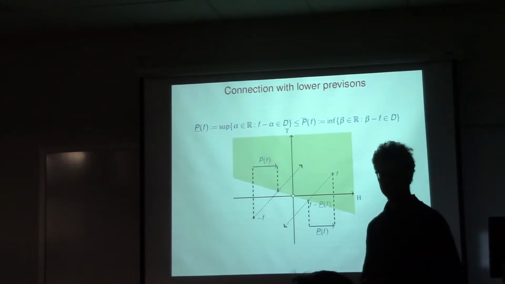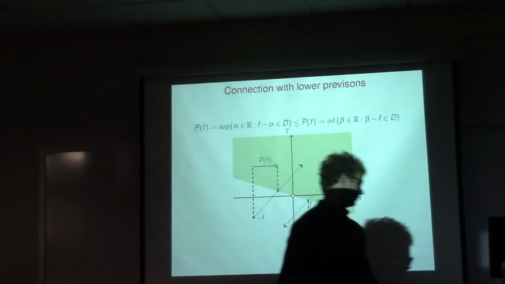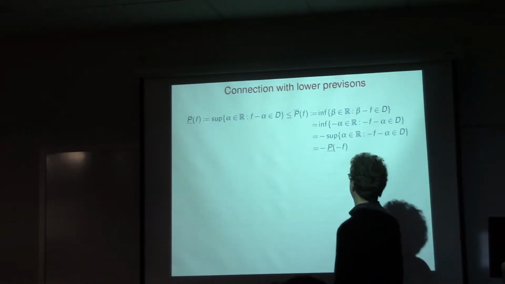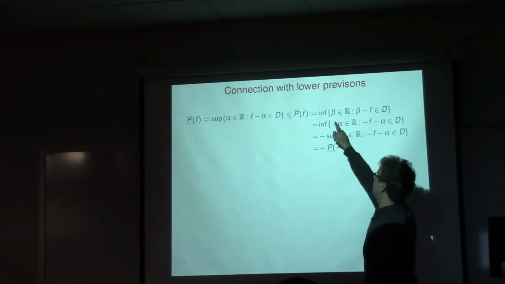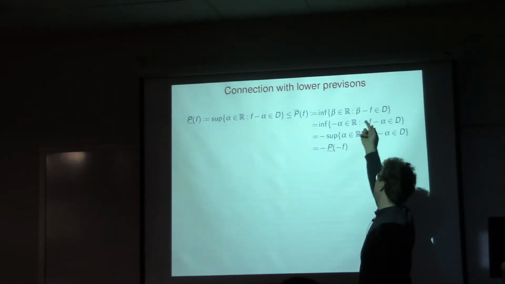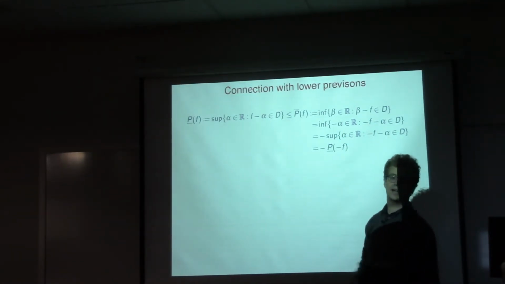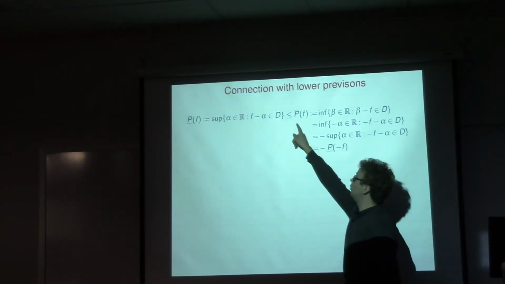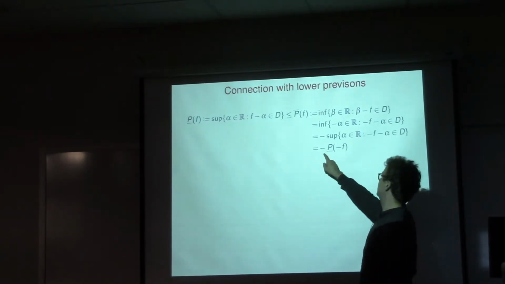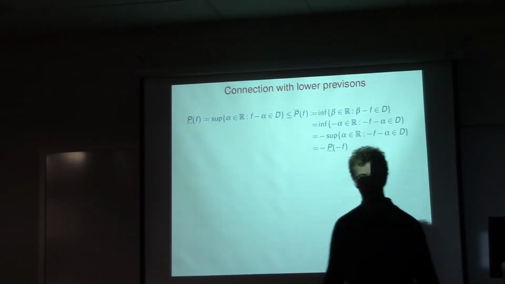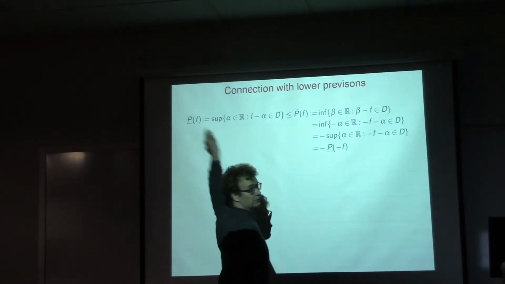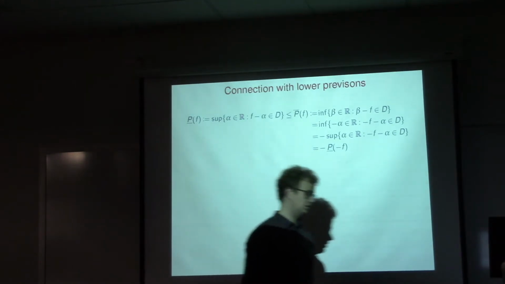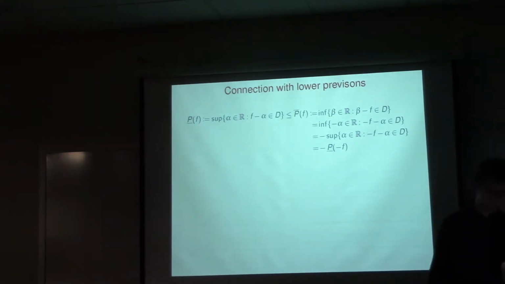So I have two functionals. Do I need both of them? No, actually I only need one of them. I can choose which one, for instance, the lower prevision. Because if I have the upper prevision, I can replace beta by minus alpha, and then I can bring a minus sign out of the infimum. It becomes a supremum. So the upper prevision of a gamble f is minus the lower prevision of minus f. So if I have a lower prevision for any gamble, I immediately have the upper prevision for any gamble. So I'll focus on lower previsions.